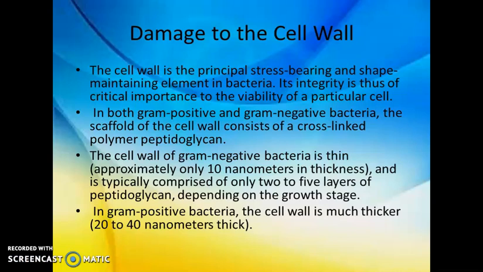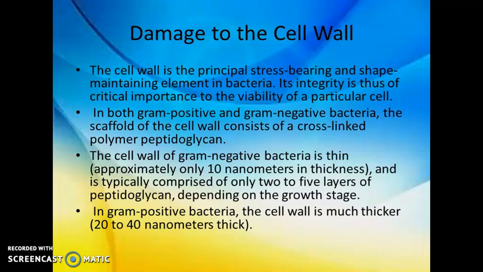So, the continuation of this slide, we are going to discuss the damage to the cell wall. The cell wall is mainly the principal stress-bearing and shape-maintaining element in bacteria. It is the most important element in bacteria for maintaining the shape, and its integrity is thus of critical importance for the viability of a particular cell. For the viability and survival of a cell, the cell wall integrity is most important.